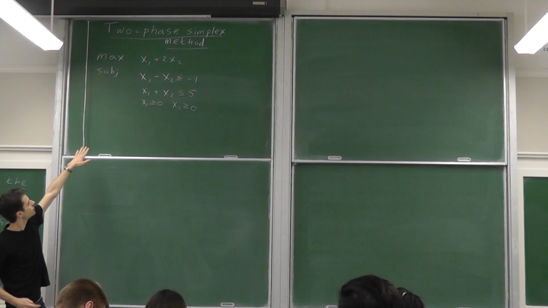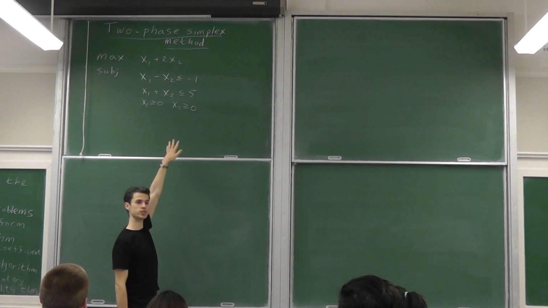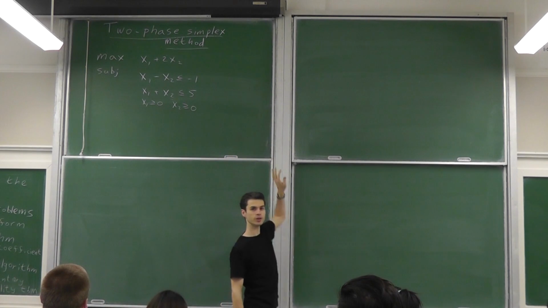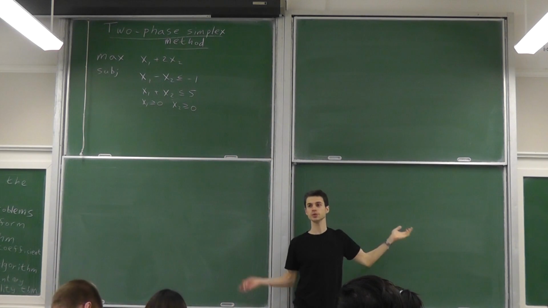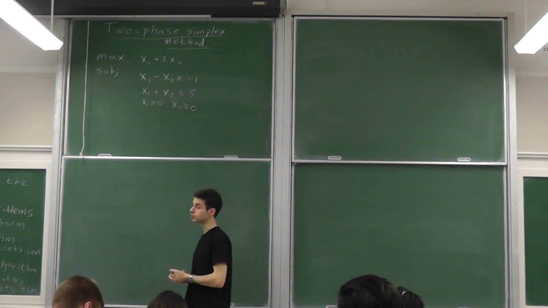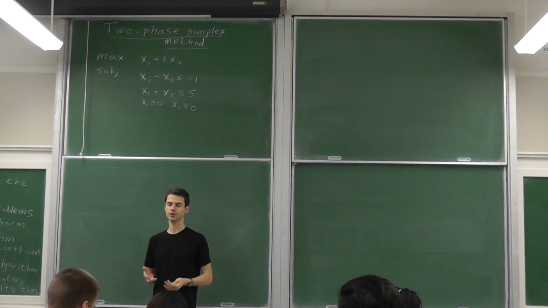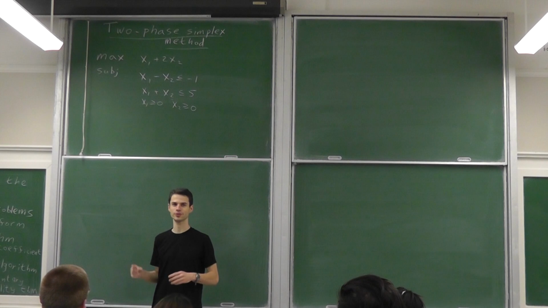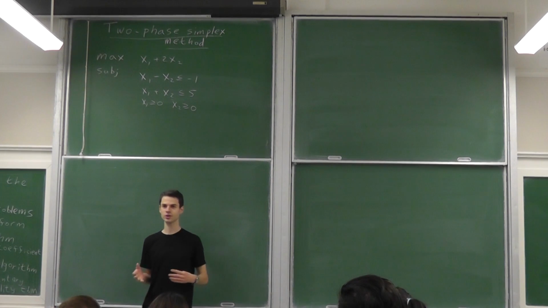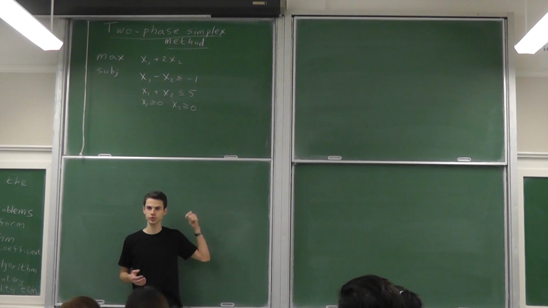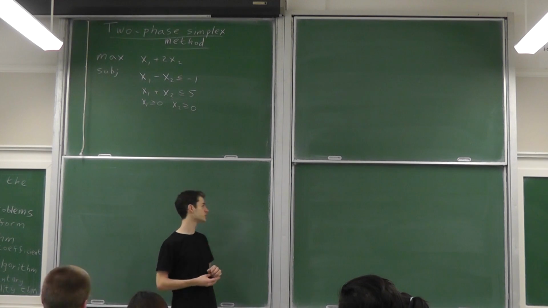So here's the problem. You see that because of the first constraint, the origin is not feasible. If you plug in 0, 0, it's not feasible. Of course, this problem is simple enough that you can just draw the graph and find the solution. But in general, for such kinds of problems, you should apply the two-phase simplex method.